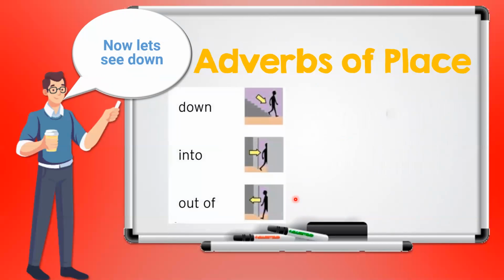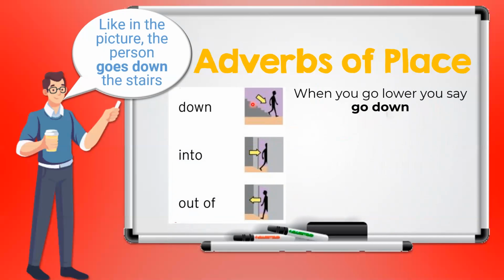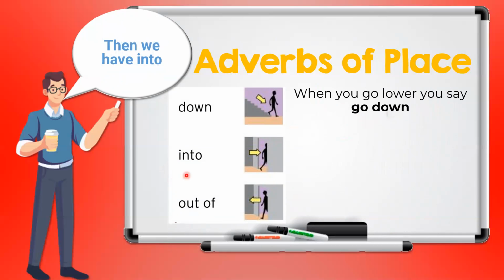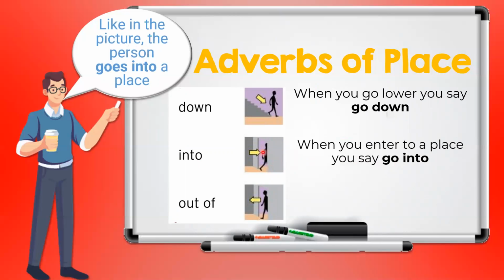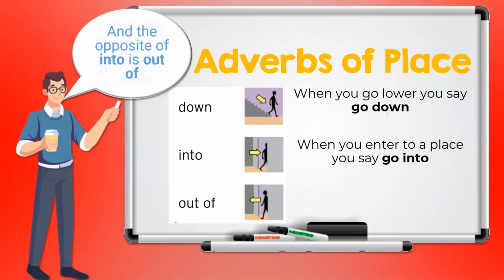Now let's see down. When you go lower, you say go down. Like here, the person goes down the stairs. Then we have into. When you enter to a place, you say go into. Like over here, the person goes into a place.